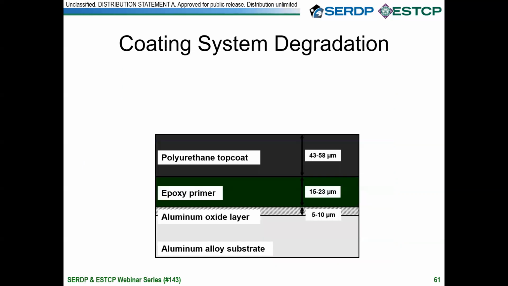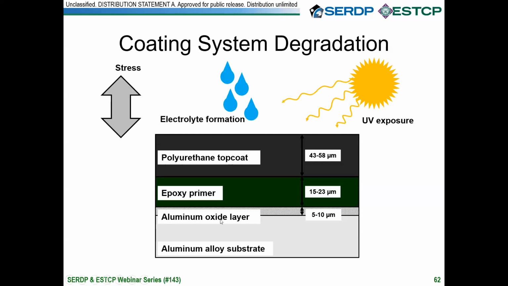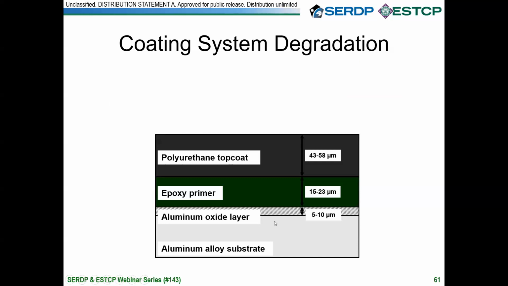So here's a cartoon diagram of the Navy system that we're interested in. It consists of a polyurethane top coat with a given thickness that acts as a barrier coating, as Christine mentioned. Below that is an epoxy primer that, in our case, has a reservoir of a chromate inhibitor, barium chromate in particular. And beneath that is a surface pretreatment that consists of a chromic acid wash that helps to grow and thicken the oxide layer, which enhances the adhesion between the epoxy primer and the aluminum oxide. It allows the coating to stick.